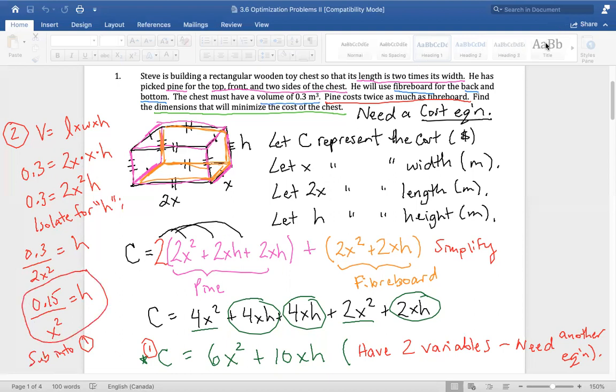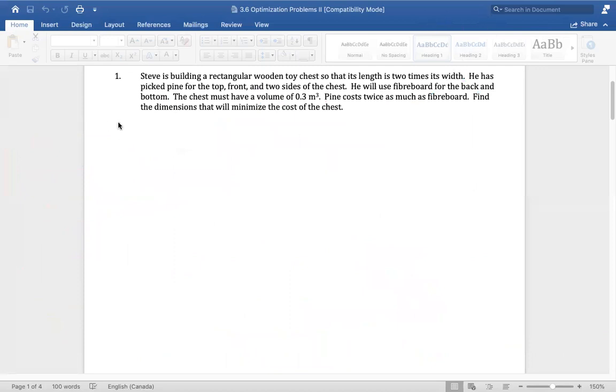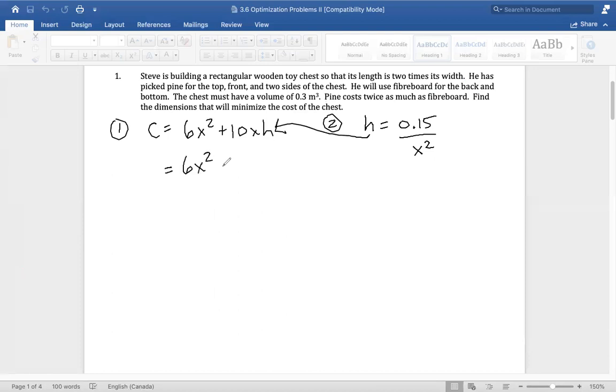Okay, so we can rewrite that though. So I have here my equation 1. Sorry, again, the cost equation was 6x squared simplified plus 10xh, not too bad. And then my equation 2 was the height is equal to 0.15 over x squared. So just simply sub in h equals that to get my cost equation with just one variable. So I have 6x squared, I don't do anything, plus 10x, I don't do anything. And when I see h, I know it's a fraction, so I put a bigger bracket there and I put 0.15 divided by x squared.